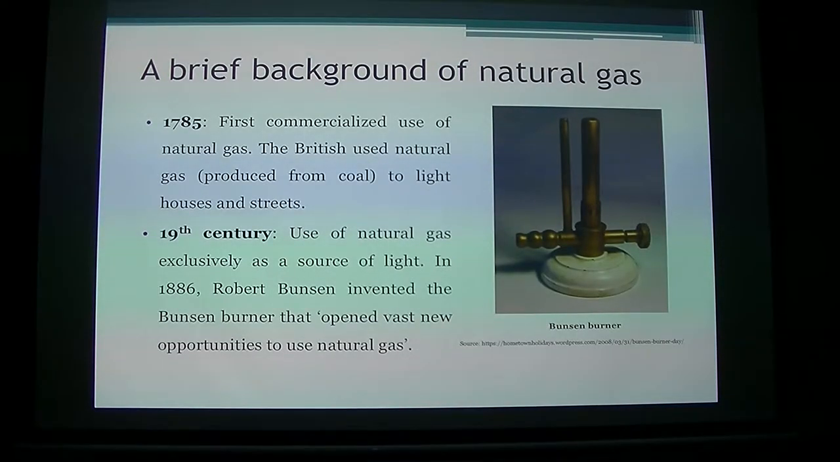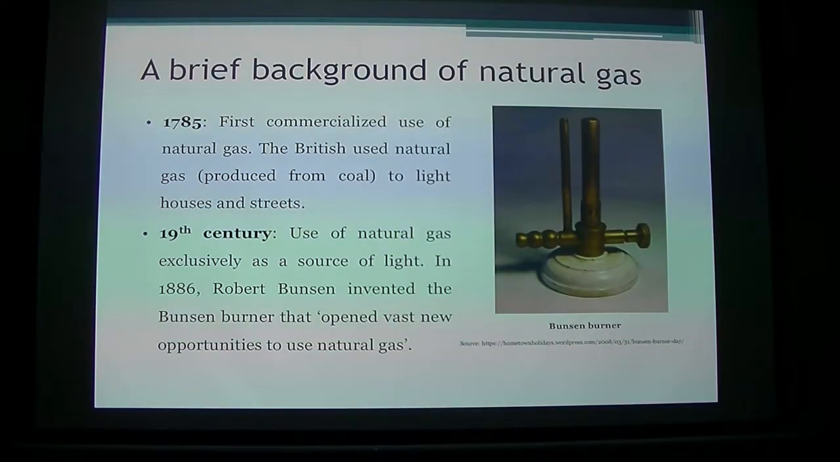About natural gas, well, I don't have a lot of things to say for natural gas. It's just that in the 18th century, the first commercialized use of natural gas was to light houses and streets, but at that time the natural gas was produced from coal. And in the 19th century, the use of natural gas, as was mentioned, was exclusively as a source of light.